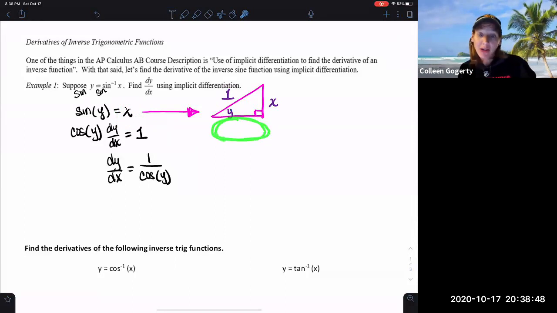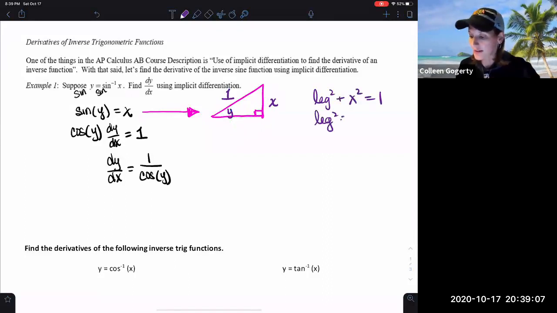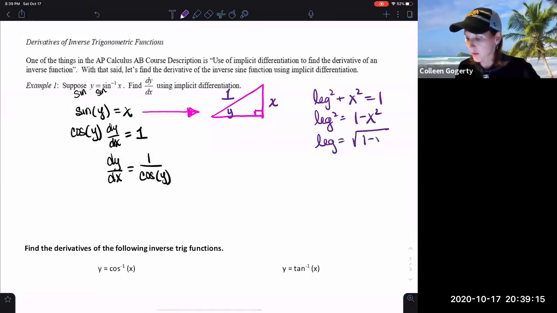Can you then come up with a statement for the third side? Using the Pythagorean theorem, can you tell me the length of this other leg? Hopefully we get to leg squared plus x squared is 1. I need to find out how long the leg is, so 1 minus x squared. The leg is the square root of 1 minus x squared.